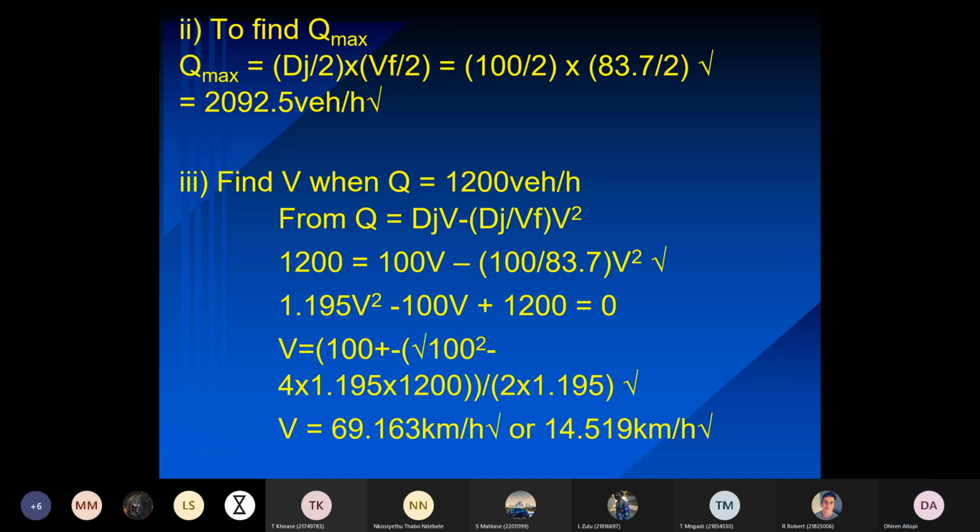Okay? So having said that, you can now view the recording, go through this calculation again, get familiar with the calculation, and then log on to Moodle and look at additional questions posted on Moodle on the flow density speed relationship.